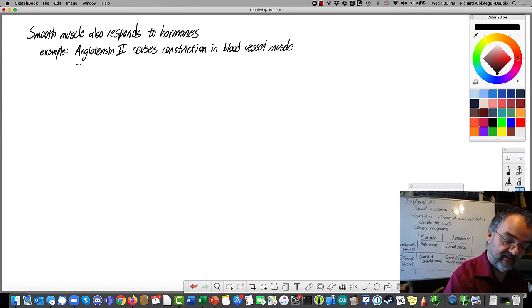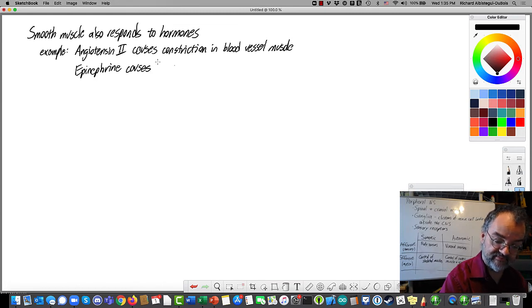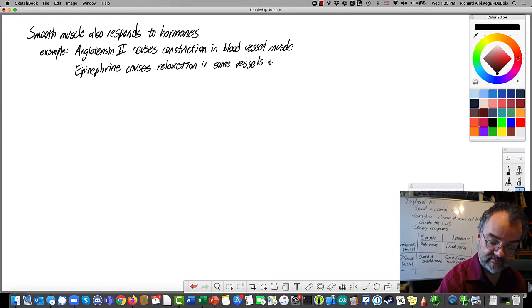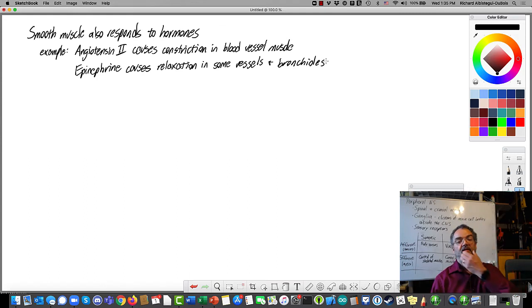On the other hand, epinephrine causes relaxation in some blood vessels. Also in the bronchioles. That's through its action on beta-2 adrenergic receptors, which you've already learned about. Angiotensin II works through angiotensin receptors. So, hormones circulating in the blood can also affect smooth muscle.